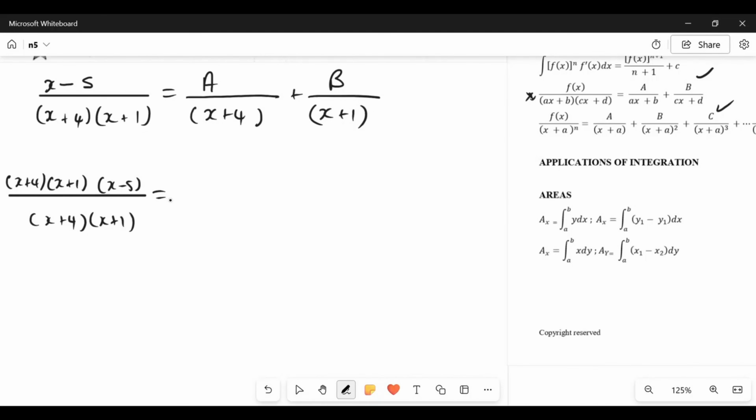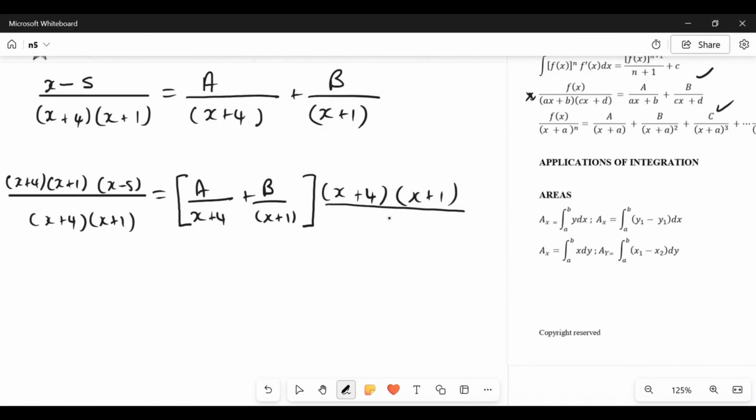There we go. All this is going to be equaling to, open bracket, a divided by x plus 4 plus b divided by x plus 1. Close bracket. Remember, we also need to multiply by the same x plus 4 and x plus 1. There we go. All these are divided by 1. So here we're trying to make this equation linear. So this x plus 4 and that x plus 4 will divide each other. X plus 1 and x plus 1, they're going to divide each other.